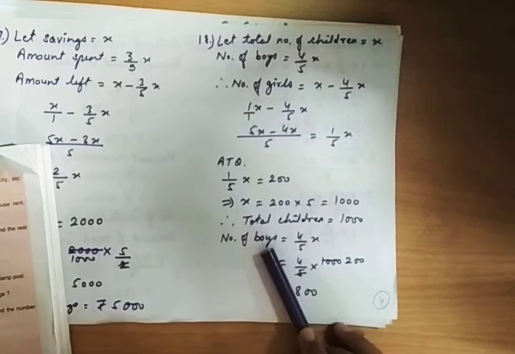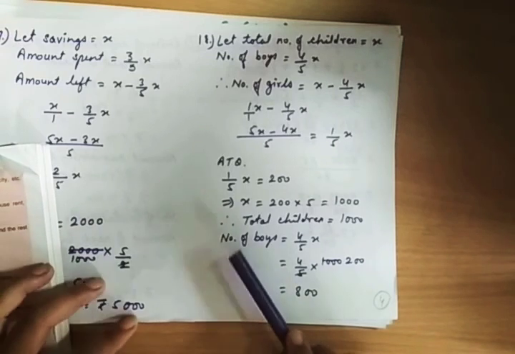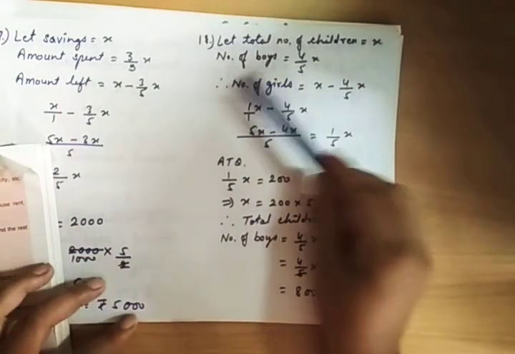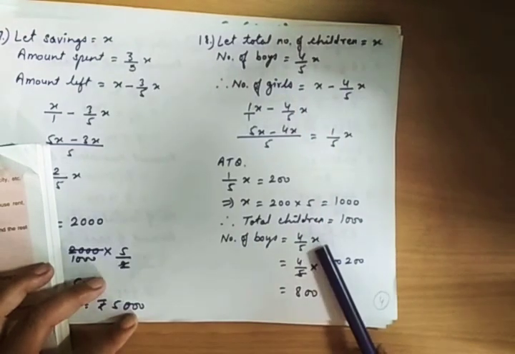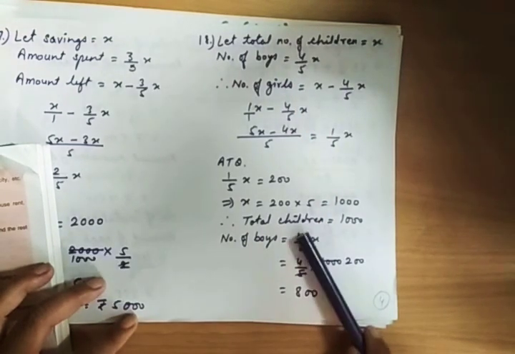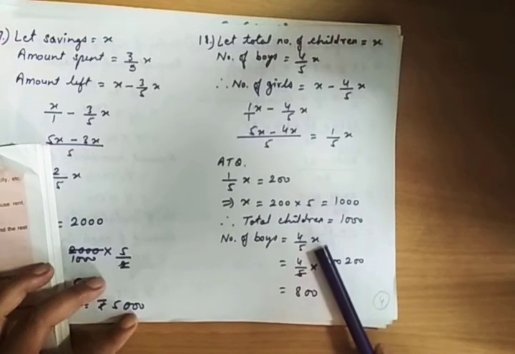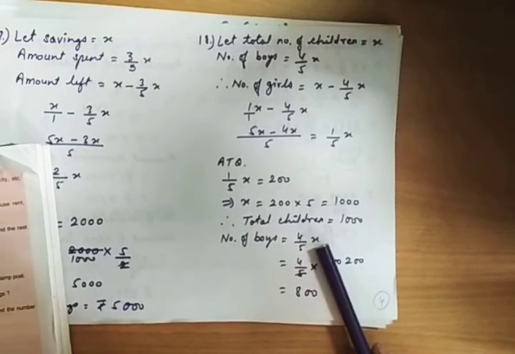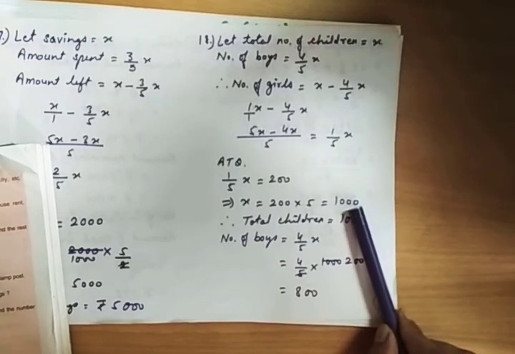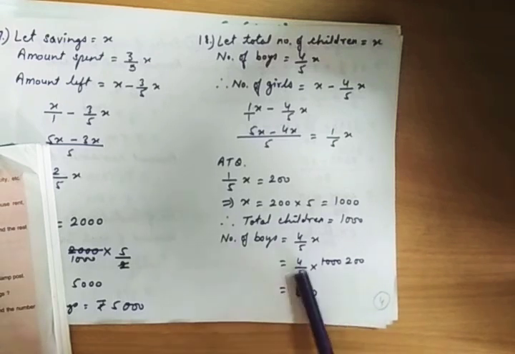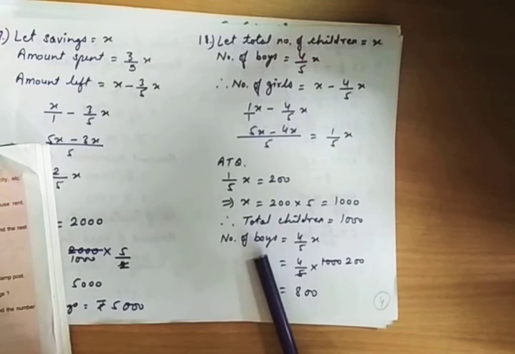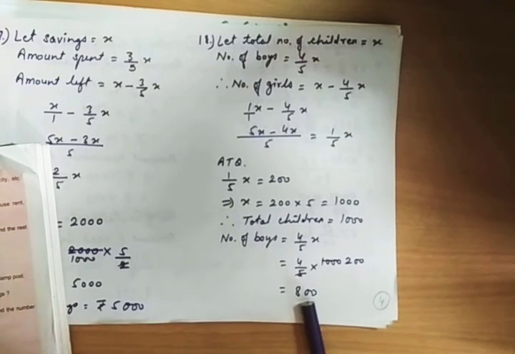So what will be the number of boys? Because in the question we are asked to find the number of boys. So we have to find the number of boys. What is the number of boys? It says 4 by 5 x. So 4 by 5 x. To find the value of 4 by 5 x, we will substitute here in place of x the value of x which we have calculated above as 1000. So put the value of x as 1000. Cancel 1000 with 5, you will get 200. 200 into 4, it will be 800. So number of boys will be 800.